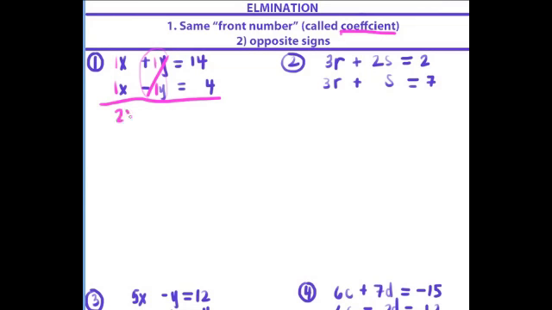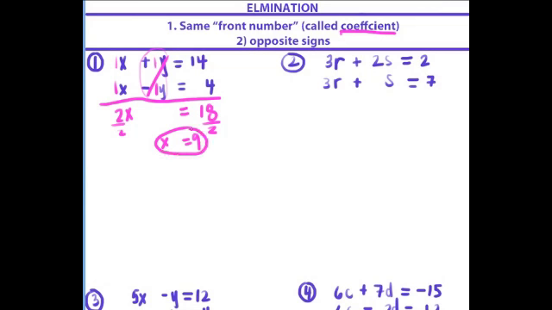And so what we have now is a 1x and another 1x, which means we have 2 x's altogether. Then we have a 14 and a 4, which add up to 18. If we solve for x, dividing by 2, we find out that x equals 9.